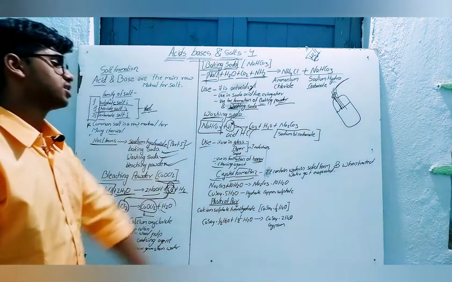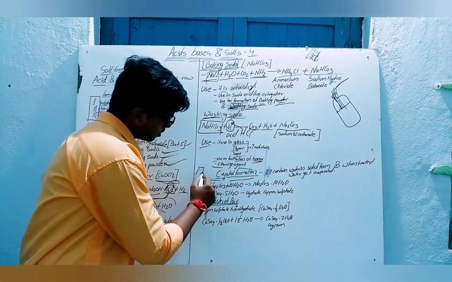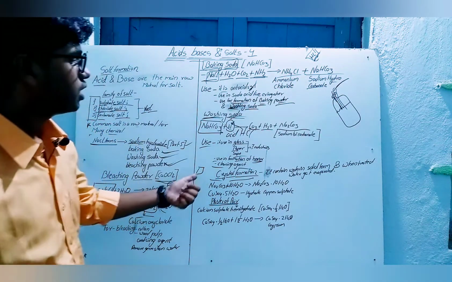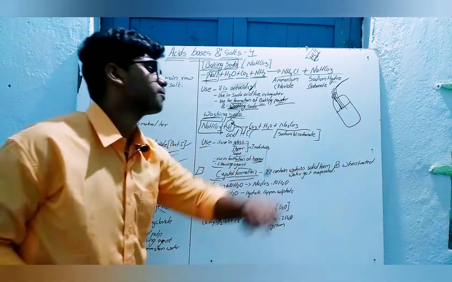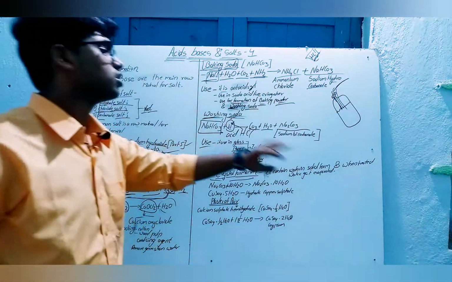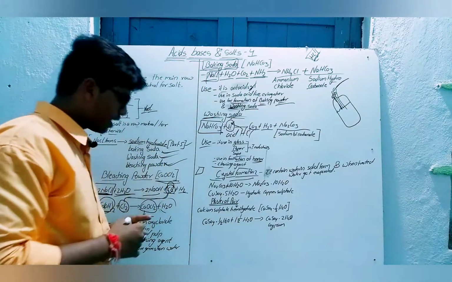Now, what is crystal formation? Crystal formation is in a molecule. It is one type of molecule. In it the water is present in solid form, and when we heat it the water will evaporate and it is converted into the simple form. So how will it happen?